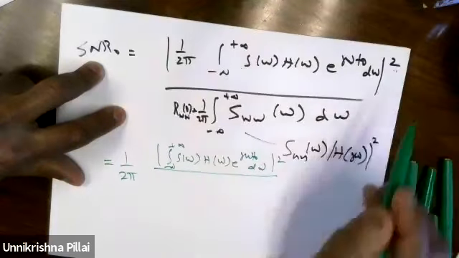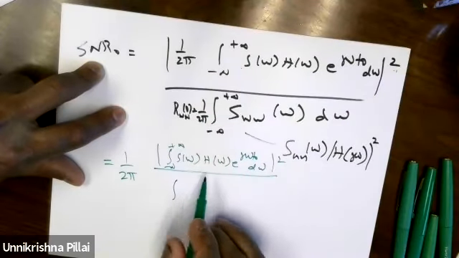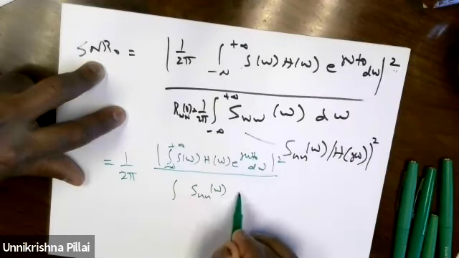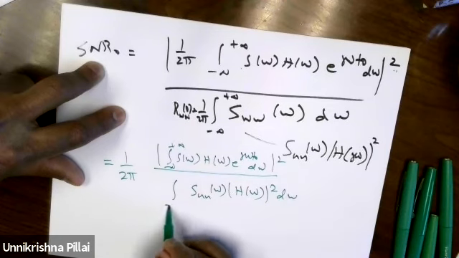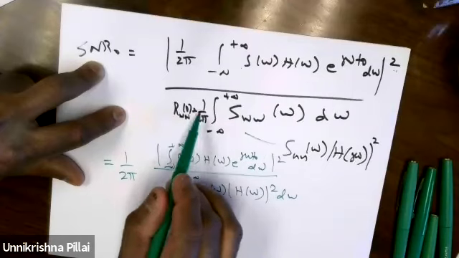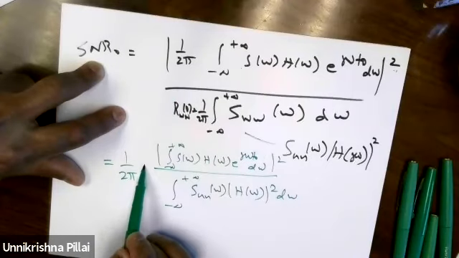So that's the reason to square it. And if S_n(omega) multiplied by H(omega) squared d omega, the 1 over 2 pi cancels with 1 over 2 pi, and you get 1 over 2 pi here.